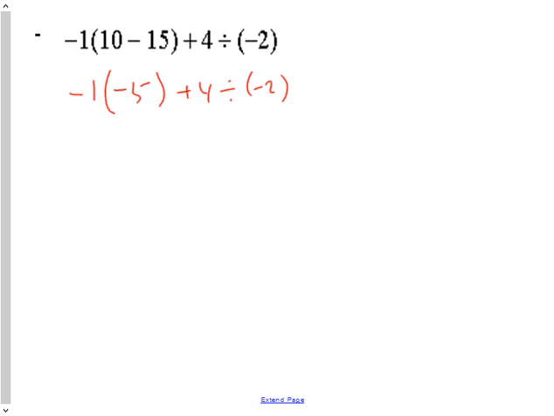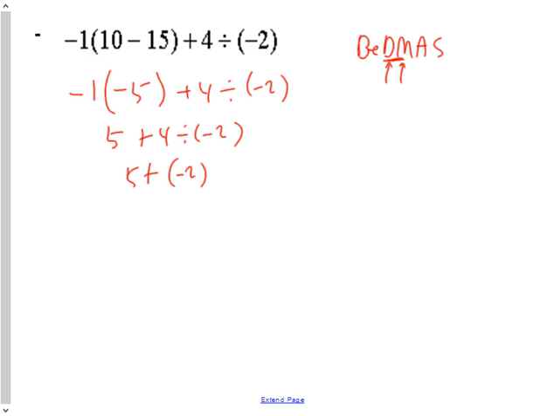Now I have a multiplication, an addition, and a division. And some people think that because BEDMAS has a D before an M, you're supposed to do division first, but that's not true. Division multiplication is one step in the order they appear from left to right. So of the division multiplication, I have multiplication first. Negative 1 times 5 is positive 5. And then 5 plus 4 divided by negative 2 is negative 2. And finally, 5 plus negative 2 is positive 3.